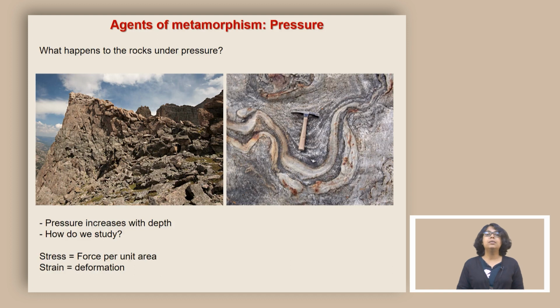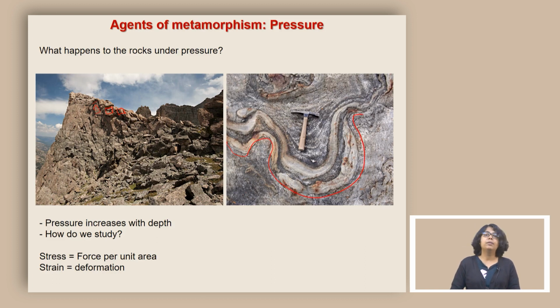The second one is the pressure, that is the second agent of metamorphism. So, what happens to the rocks under pressure? I have provided two pictures. The first picture shows crushed rocks, and you can see blocks of rocks which are clearly broken into fragments. But the second picture is quite interesting because it shows folding or buckling of rocks.